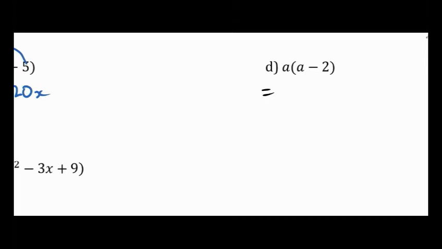So we got a 5 times 4 here, and you would get 20x. Not x squared. This one became a squared. This one just stays the same.